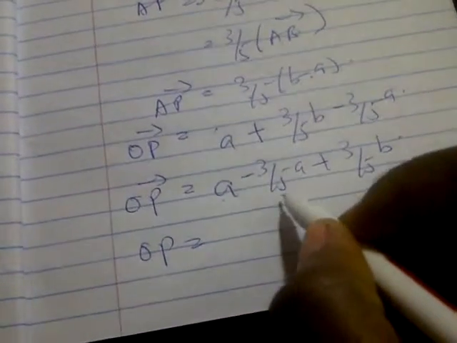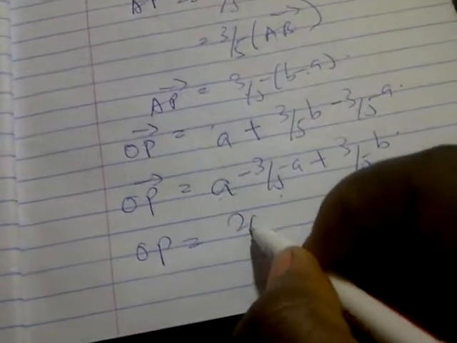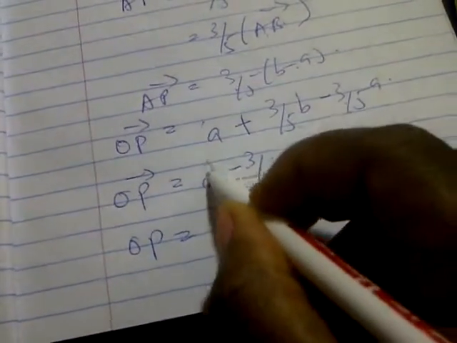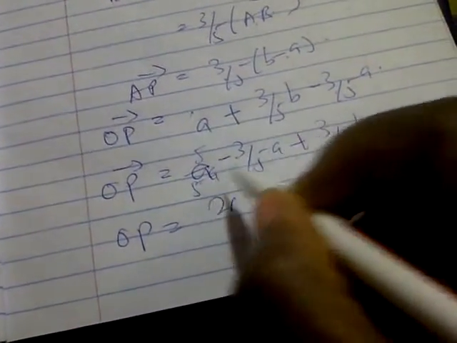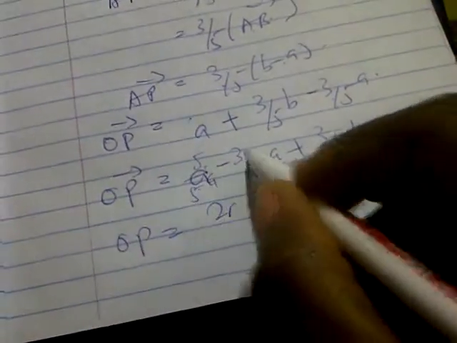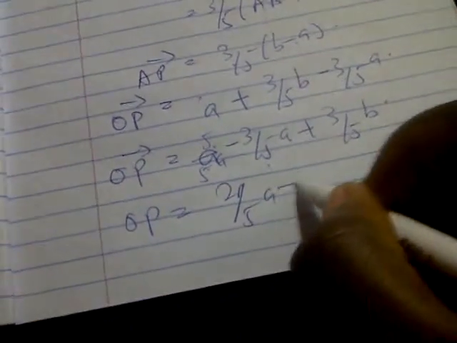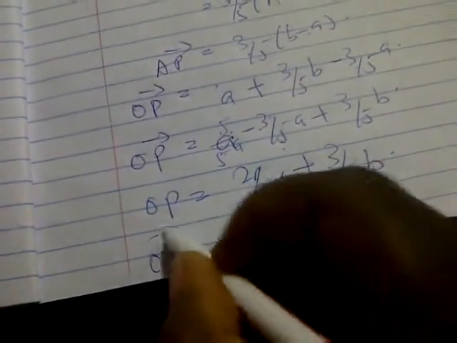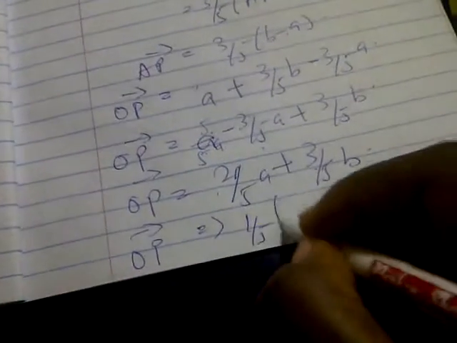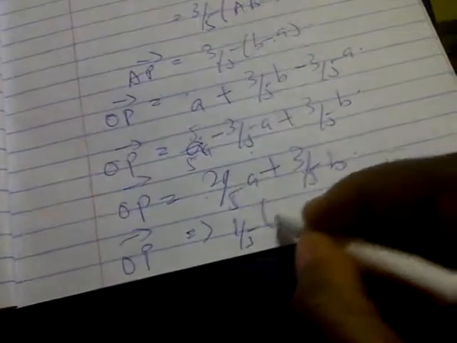Now our OP will now be A minus 3/5A is 2. That's the same thing as saying 5/5A minus 3/5A. 5 minus 3 is 2. It's going to be 2/5A plus 3/5B. OP will now be, remember, what's common in both of them is 1/5. So you have 1/5 into factorizing, you have 2A plus 3B.